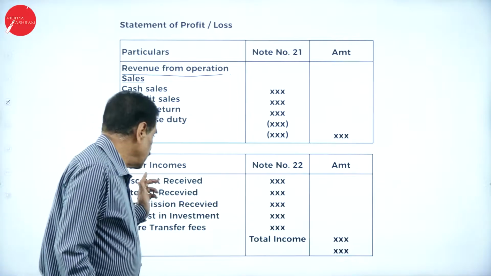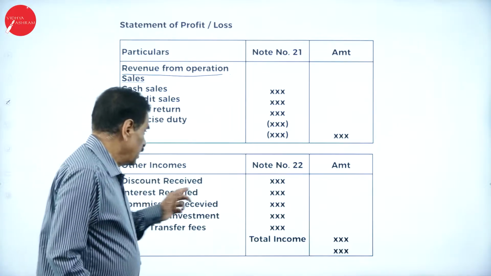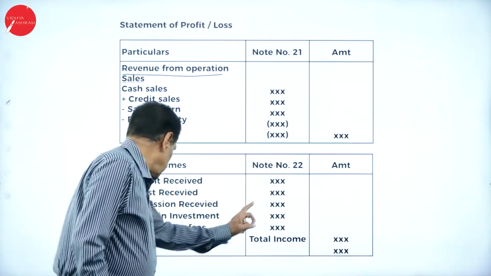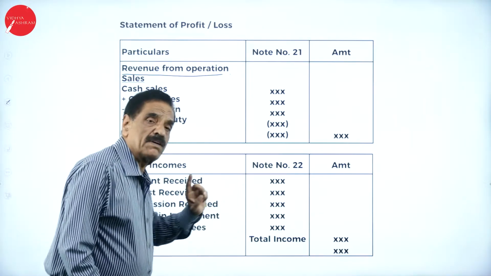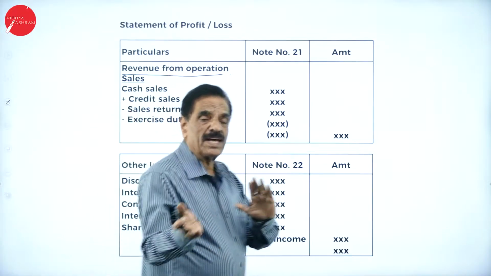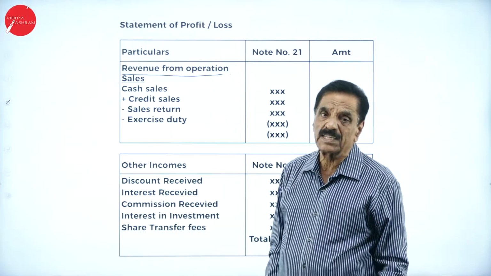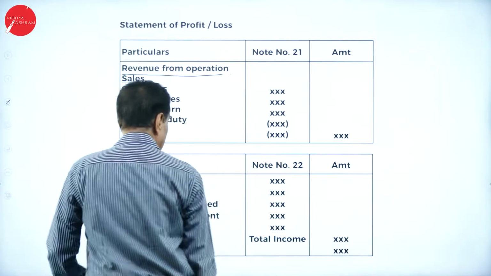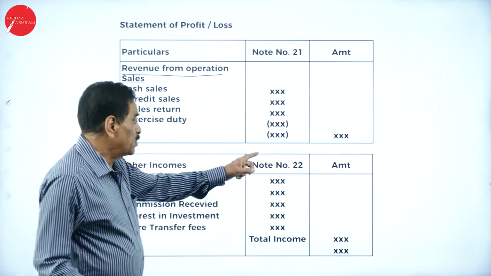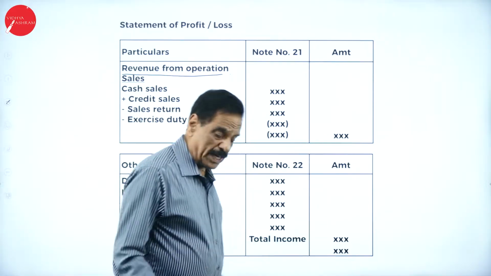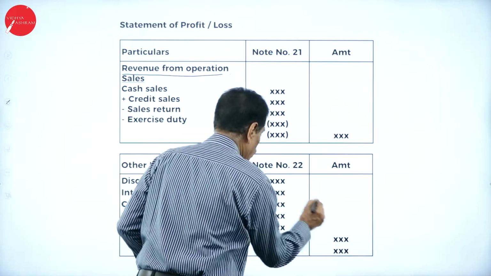Then other income: it may be discount received, note number 22, interest received, commission received, interest on investment, share transfer fees. When the share has been transferred from one party to another party, they have to pay the fees as income to the company. Any other receipt also comes, you can add. So this is income. First is the sale, second is this, the total income. So 1 and 2 is the total income.